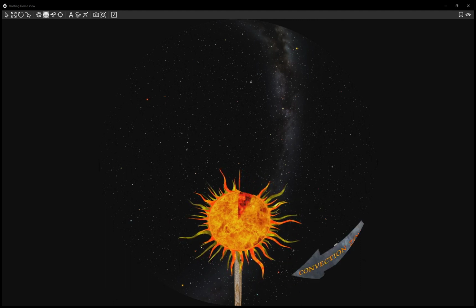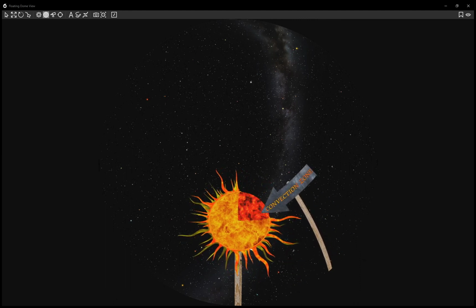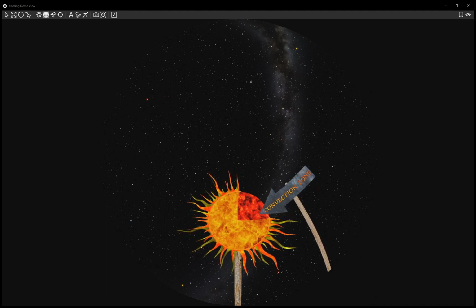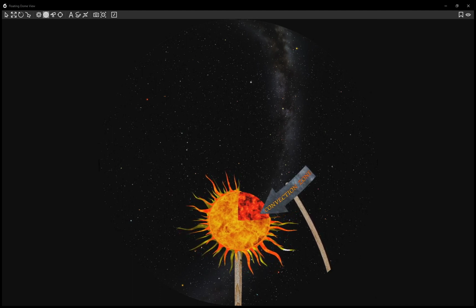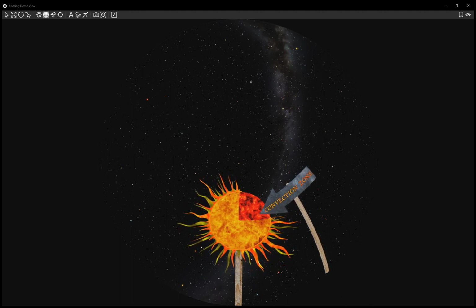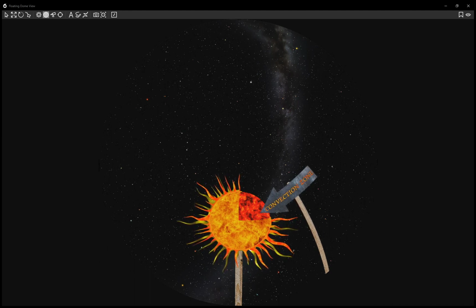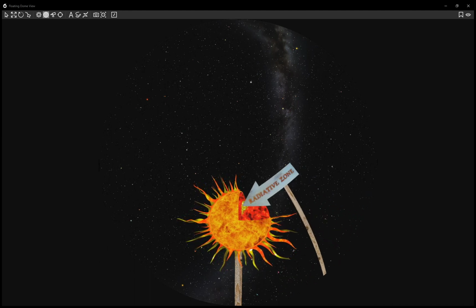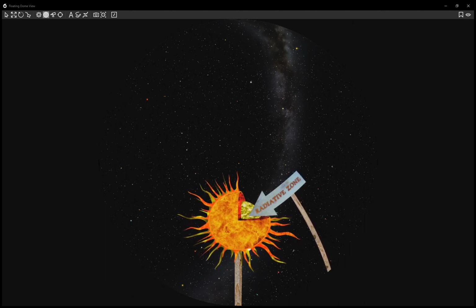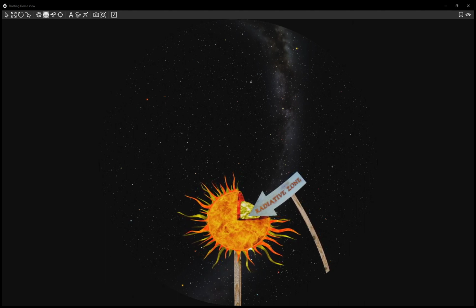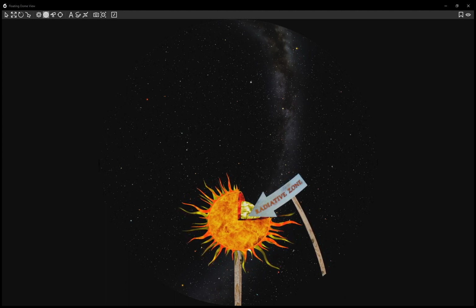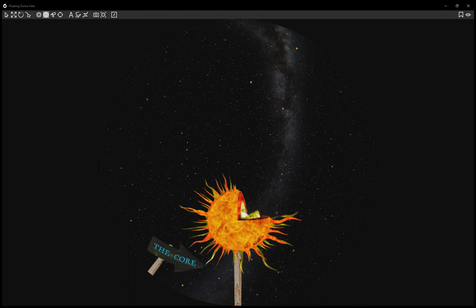Just below the photosphere is the convection zone. Here, hot material boils up toward the surface. The plasma at the bottom of the convection zone is around 2 million degrees Celsius, or 3.6 million degrees Fahrenheit. Below the convection zone is the radiative zone. Energy bounces around so much in this layer that it takes 170,000 years for a single photon to escape, even though it's moving at the speed of light.